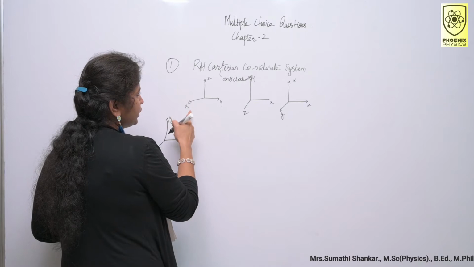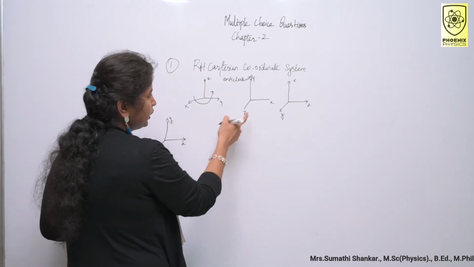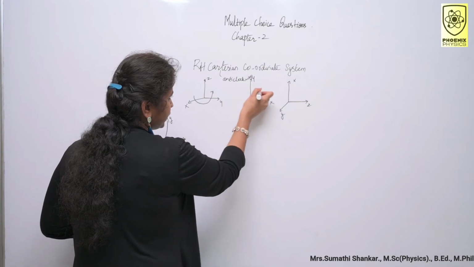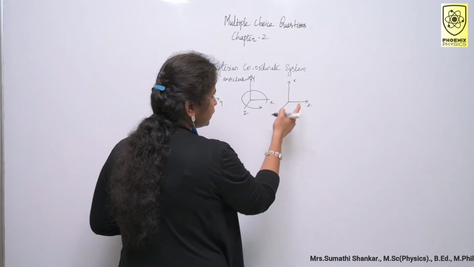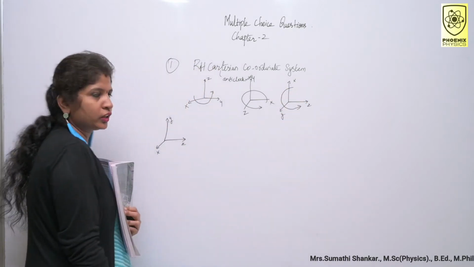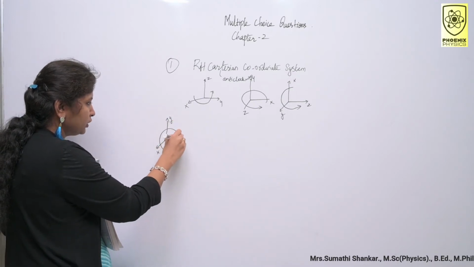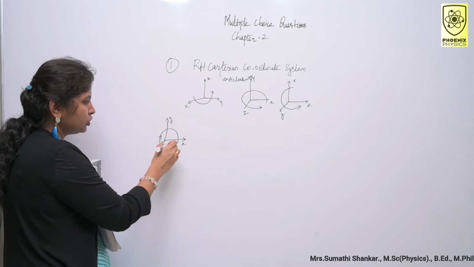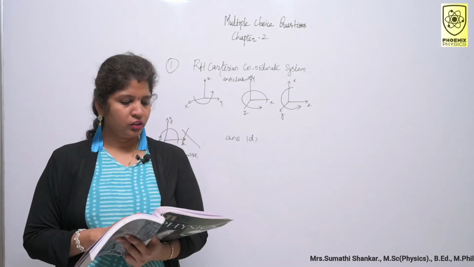Here x, y, z in this direction, anti-clockwise direction. Here x, y, z in this direction, anti-clockwise direction. Here x, y, z, this is also anti-clockwise direction. But here x, y, z, this direction, this is clockwise. So your answer is D.